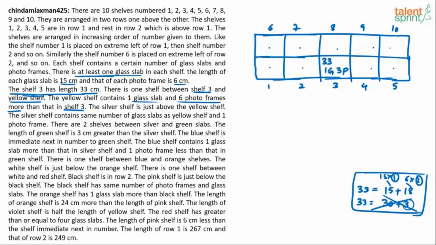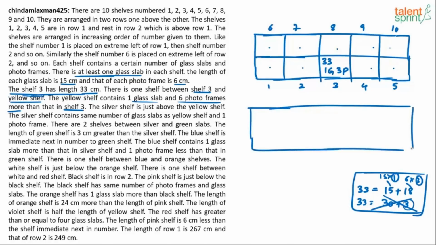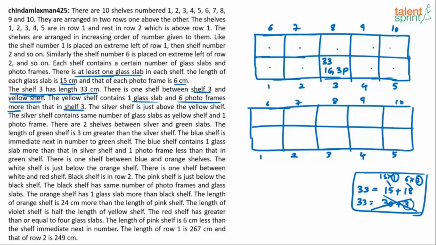Now if I continue, it says there is one shelf between shelf 3 and the yellow shelf. I would like to take the second possibility as well, that yellow can come in 1 or yellow can come in 5. Let's consider both the possibilities. So I'll just quickly draw one more. This is like 1, 2, 3, 4, 5. Numbering is not the key there. What have we understood so far? 33 centimeters with one glass slab and 3 photo frames. That's the only way out.